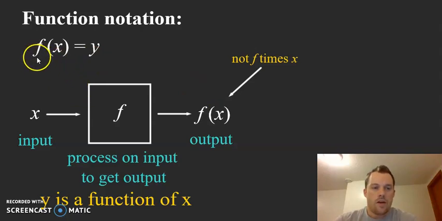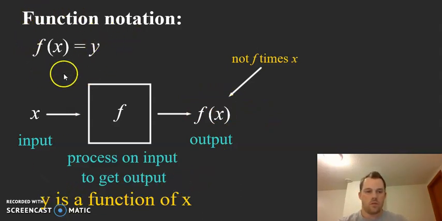And we read this as f of x is equal to, and then the rest of the equation. Notice that this is not f times x. I know it sort of looks like that the way we write out equations in math. This is a function of x, and so another way of saying this, these two parts that are equal, we say that y is a function of x.